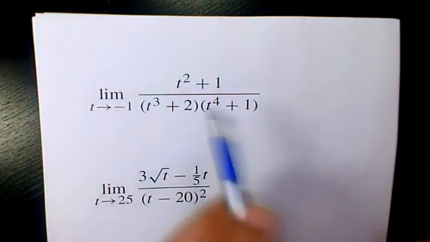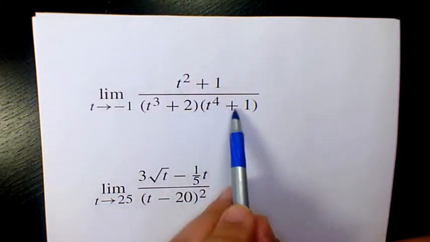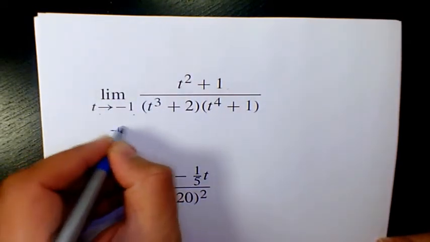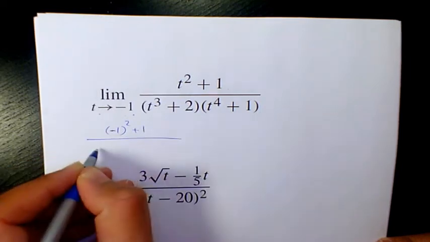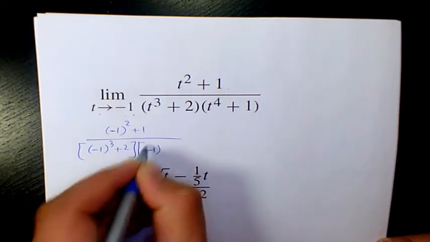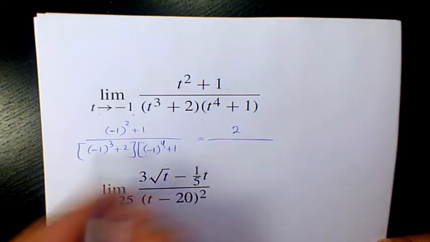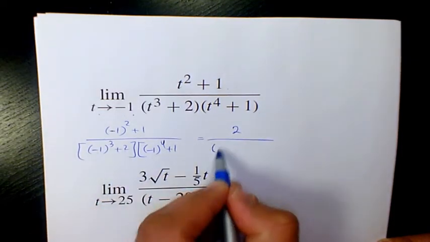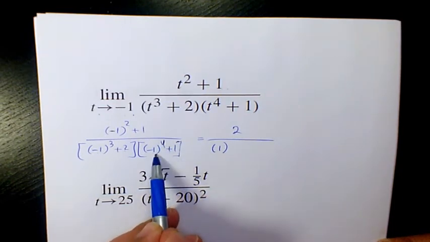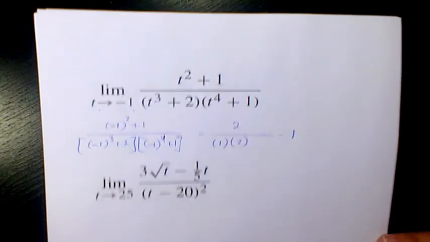Next one. Limit of t squared plus 1 divided by t cubed plus 2 times t to the power of 4 plus 1 when t approaches negative 1. So it's going to be negative 1 to the power of 2 plus 1 divided by negative 1 to the power of 3 plus 2 times negative 1 to the power of 4 plus 1. It's going to be 1 plus 1, 2, negative 1 plus 2, positive 1. And negative 1 to the power of 4 is going to be positive 1, plus 1 is going to be 2. So 2 divided by 2 is going to be 1.